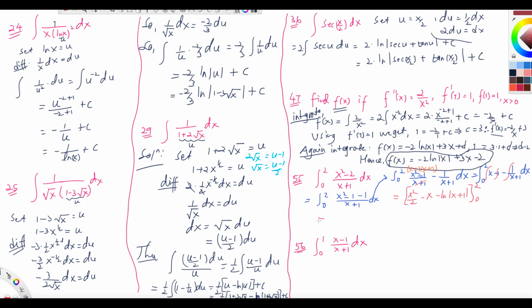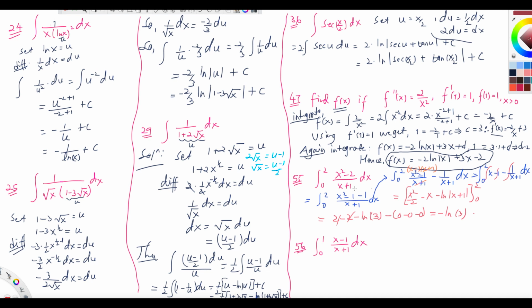Okay, now you plug in 2 first. That is equal to, plug in 2 for each of those x, and then we will plug in 0. That's how the definite integral works, right? Plug in 2. 2 square over 2 is 2, minus 2, and then minus natural log of 2 plus 1, which is 3. You don't need absolute value because 3 is a positive number. Now plug in 0: 0 minus 0 minus natural log of 0 plus 1, which is natural log of 1, which is also 0. So this is all 0, and 2 minus 2 cancels out, so the final answer is negative natural log of 3. That is the final answer.